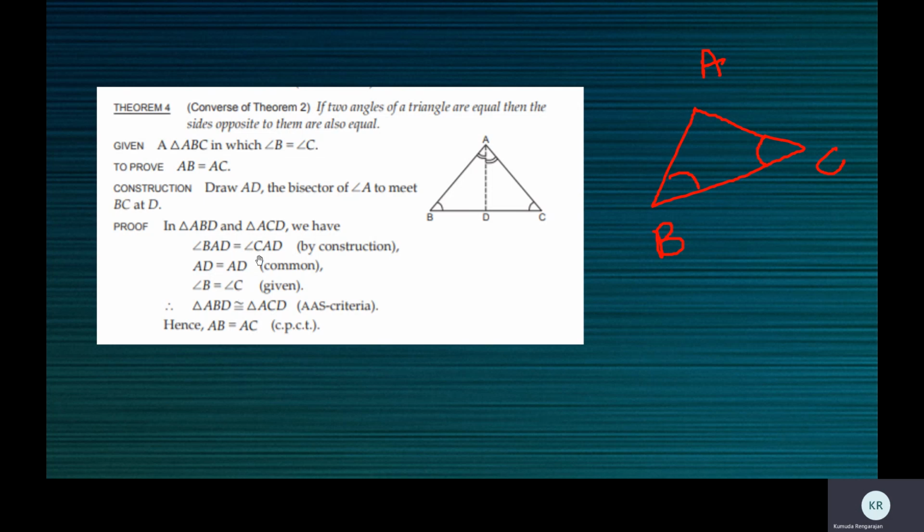Now these are the parts of the second triangle ACD. So see here angle CAD of the second triangle, AD of the second triangle, and angle C of the second triangle. All these are of the first triangle. All these are of the second triangle. So we have listed three equalities.